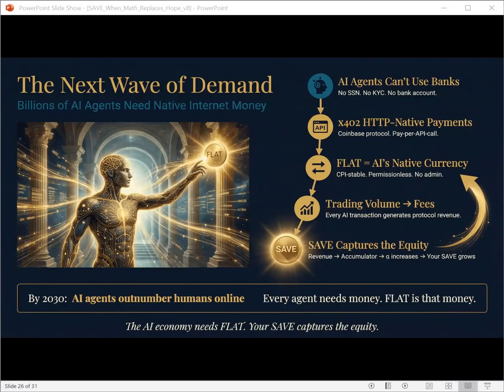No existing currency satisfies all four requirements. The dollar is not programmable, Bitcoin is not stable, USDT requires KYC for large amounts, and USDC can be frozen. Flat satisfies all four. It is the native currency for the agent economy. Coinbase's X402 protocol is already building HTTP-native payments, the ability for AI agents to pay for API calls, compute, and data with a single HTTP header. Flat is the natural settlement layer for that infrastructure. The AI economy needs flat because nothing else works for machines.